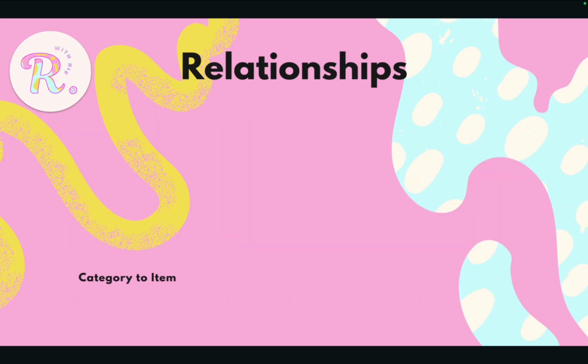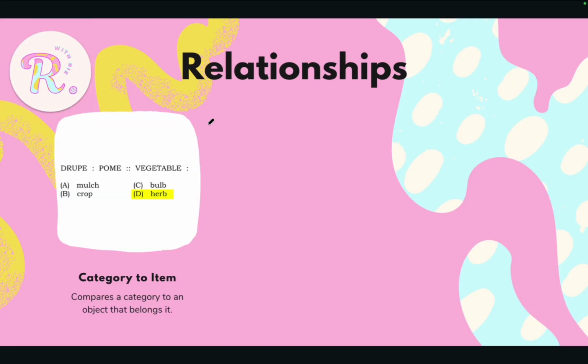So you also have a category to item. This is basically your type and category. This compares a category to an object that belongs to it. Okay, so let's see an example. So here we have droop is to palm as vegetable is to blank. So this example is quite complicated.